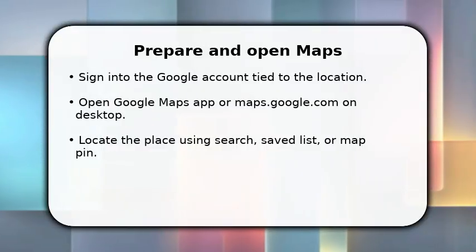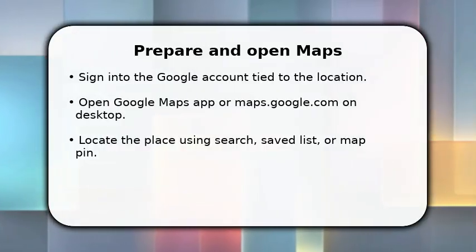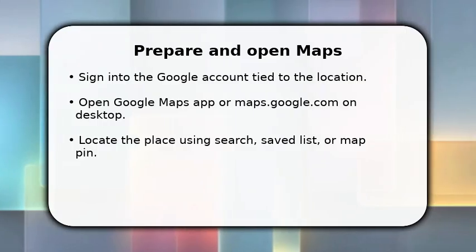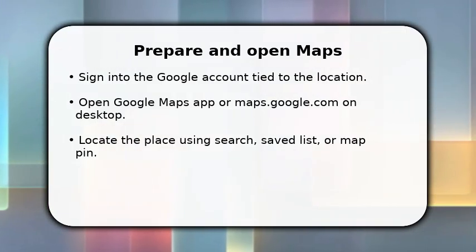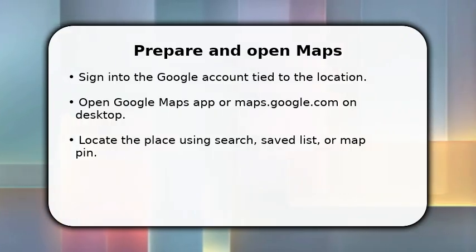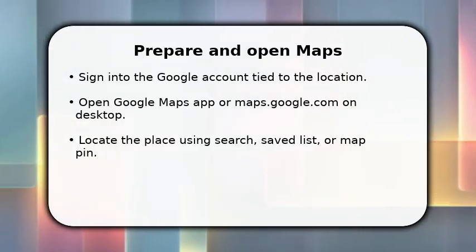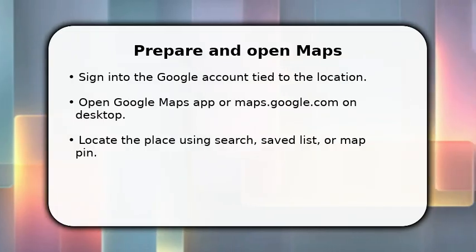You start by signing into the Google account that owns or saved the place. Open Google Maps on your phone or desktop and search the location name or tap the pin on the map. Once found, make sure you're viewing the place details panel. This is where the delete or edit options live.